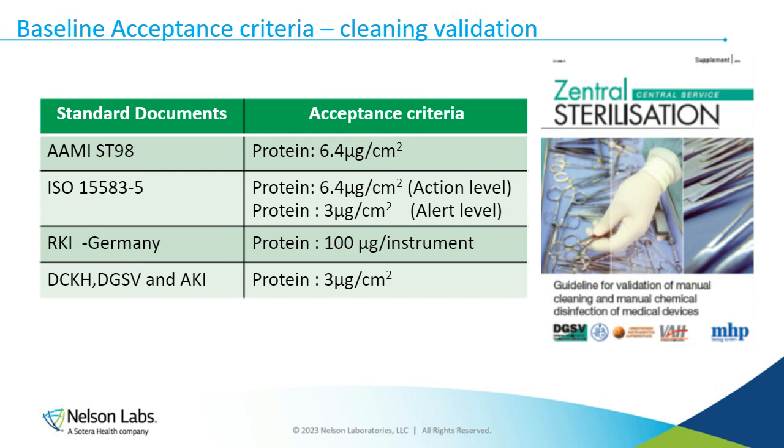And protein is one that is very much already outlined, that Germany, France, Netherlands would want to see a 3 micrograms per centimeter square for protein compared to 6.4 micrograms per centimeter square required by FDA. So that is where you will see the difference. So when we do validations, we probably want to go to the lower end so you can sell your product everywhere and it's within the regulations.